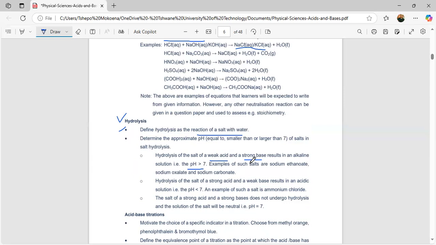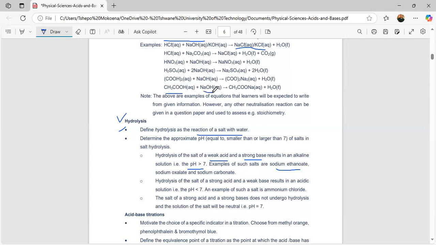You have a strong base and a weak acid. Definitely, you expect the solution to be basic. An example of such a salt is sodium ethanoate. You should understand where this sodium ethanoate is coming from. Here it is. This is ethanoic acid.